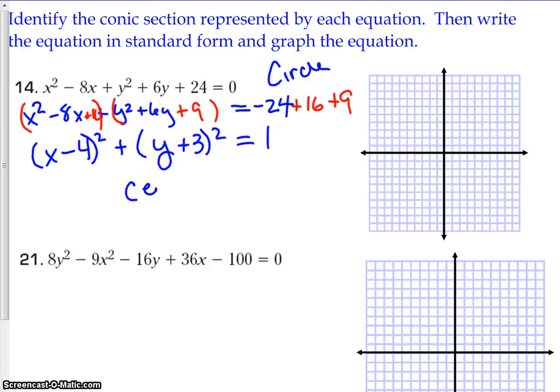So what I have here is a circle with a center at 4, -3, and my radius equal to the square root of 1, which is 1. So you're all going to be saying, please give me circles on the test, Mrs. Kennedy, because those aren't so bad.